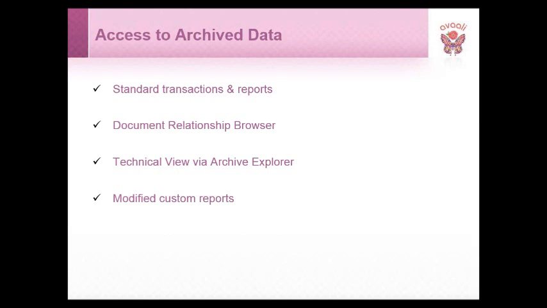The other view is a technical view, where there's something called an Archive Explorer in standard SAP that allows you to access the records which are stored outside your SAP system in the archive. And lastly, there may be cases where none of the first three options are viable, and there might be some custom reports that business users use on an ongoing basis, and they also want to read archive data from these custom reports. So in this case, we modify these custom reports and make function module calls so that they can read the archive data as well.